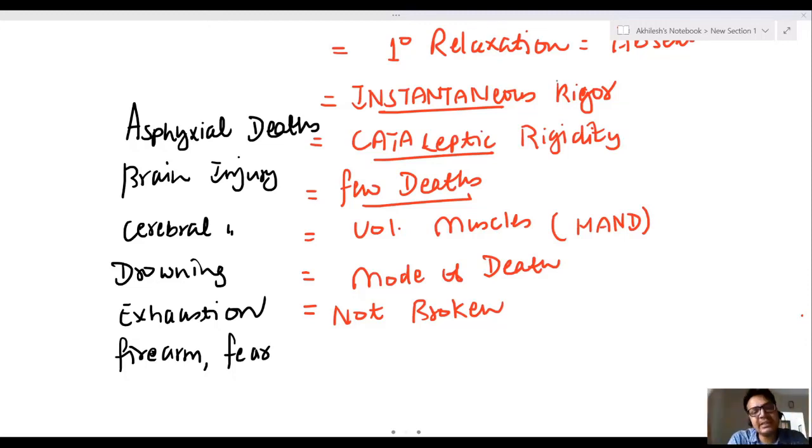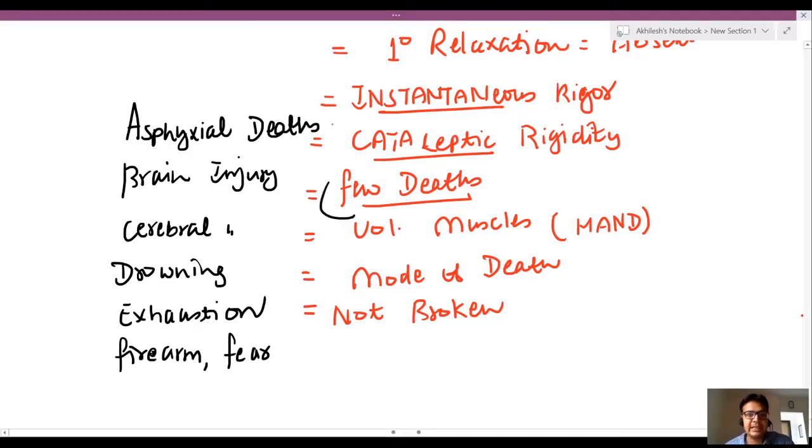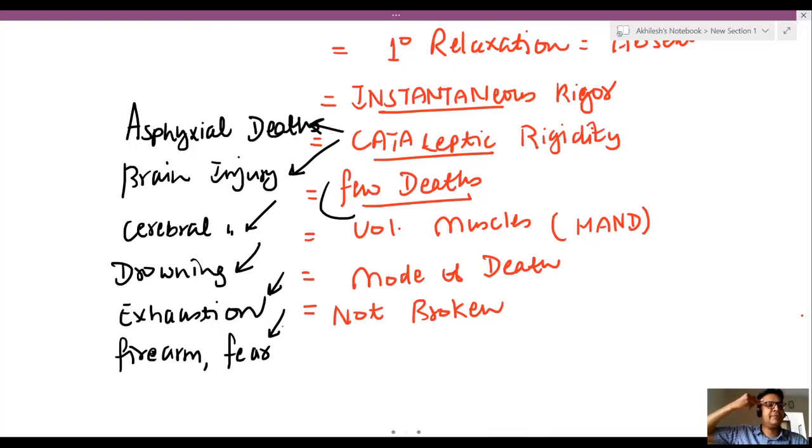Rigor mortis is seen in every case. After death, if your body remains for a longer period, there will be rigor mortis. Rigor mortis is a universal phenomenon. Cadaveric spasm is seen only in few deaths, like sometimes in asphyxial death, brain injury, cerebral injury, drowning, exhaustion, firearm or fear. For example, if I commit suicide, after suicide my hand remains in this position. This is cadaveric spasm. But rigor mortis will be seen in all body muscles after death.